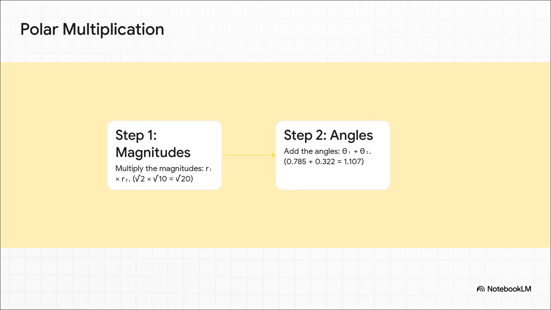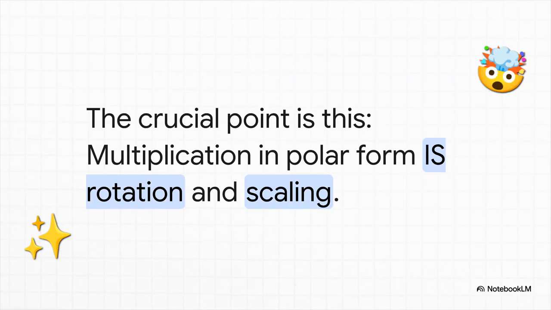When you multiply two complex numbers in their polar form, you just multiply their distances together, and then you just add their angles. That's it. Let's check our example. What's the square root of 2 times the square root of 10? It's the square root of 20. What's 0.785 plus 0.322? It's 1.107. It works perfectly.